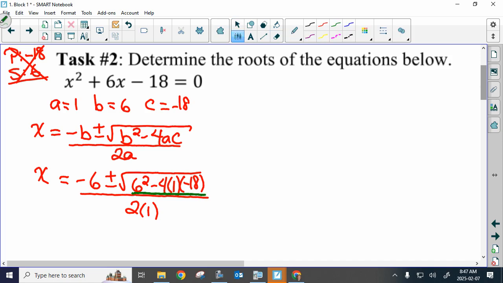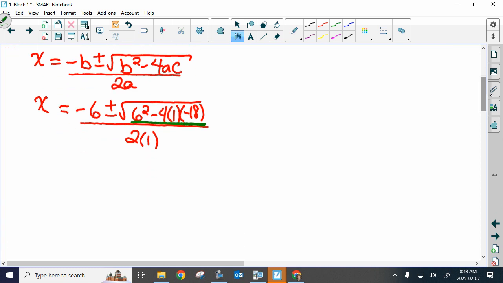We've got to keep the radical because we're going to have a precise solution, and it's going to include a radical. Guys, what's 6 squared minus 4 times 1 times negative 18? What do we get there? 108. Okay. So then x is equal to negative 6 plus or minus the square root of 108 all over 2.